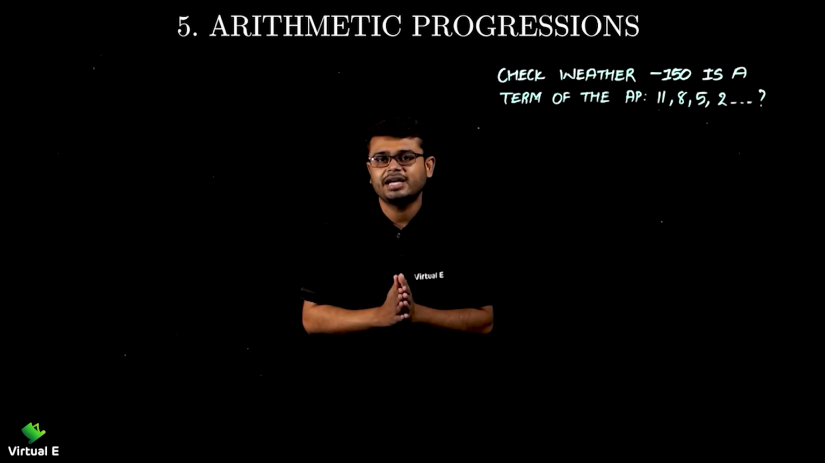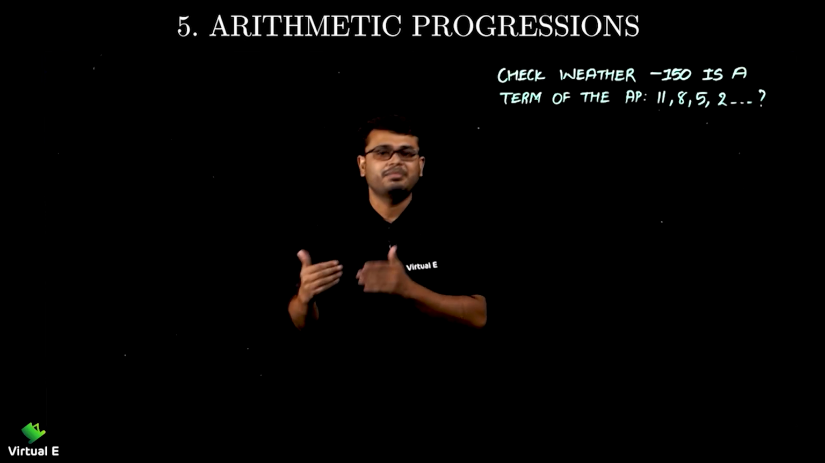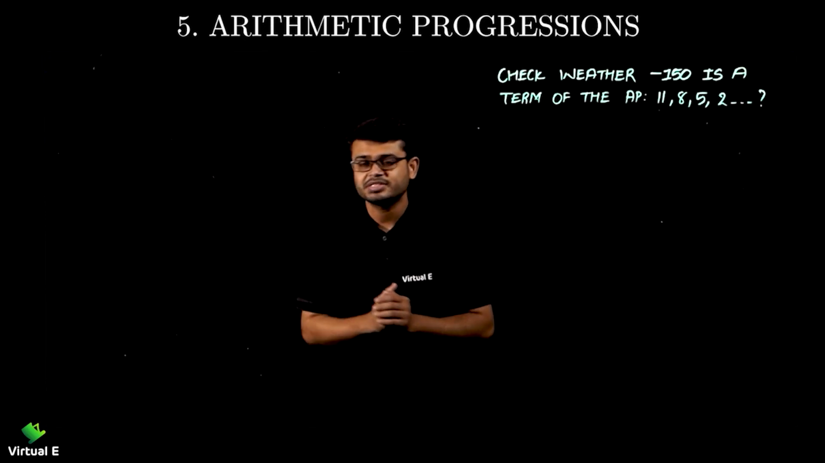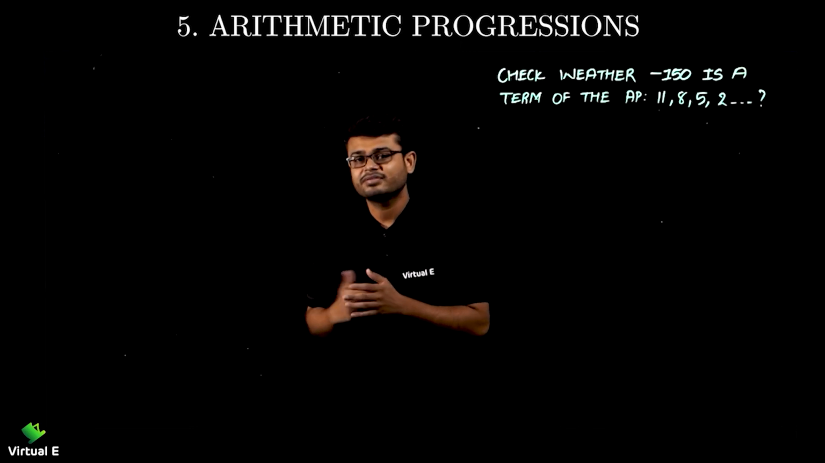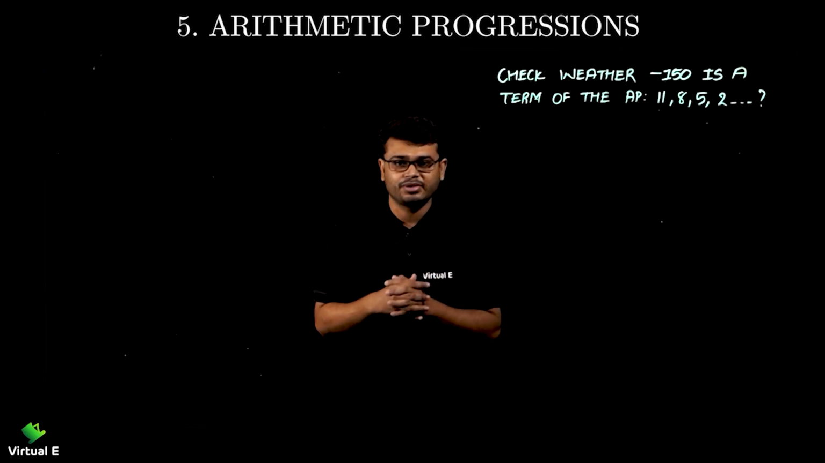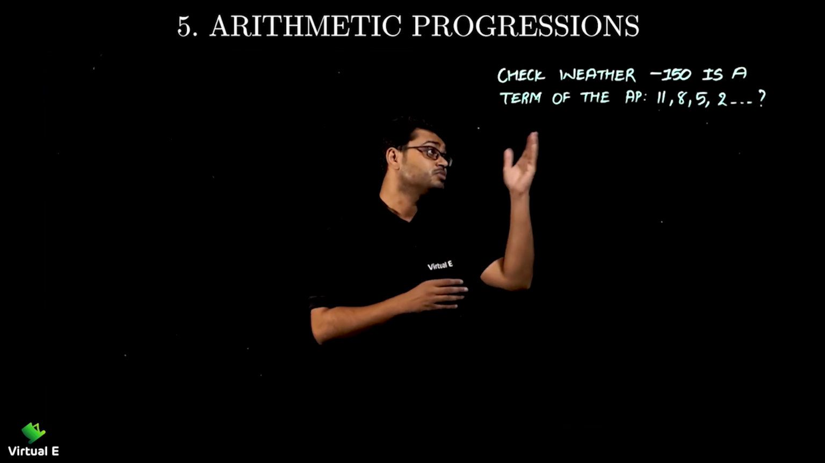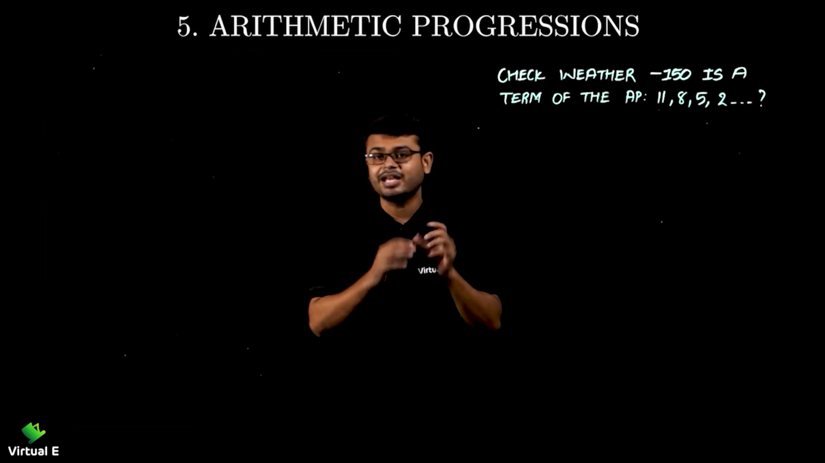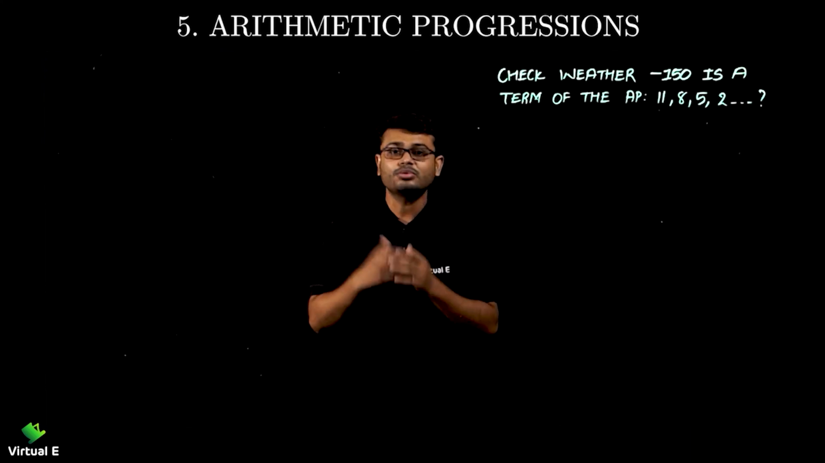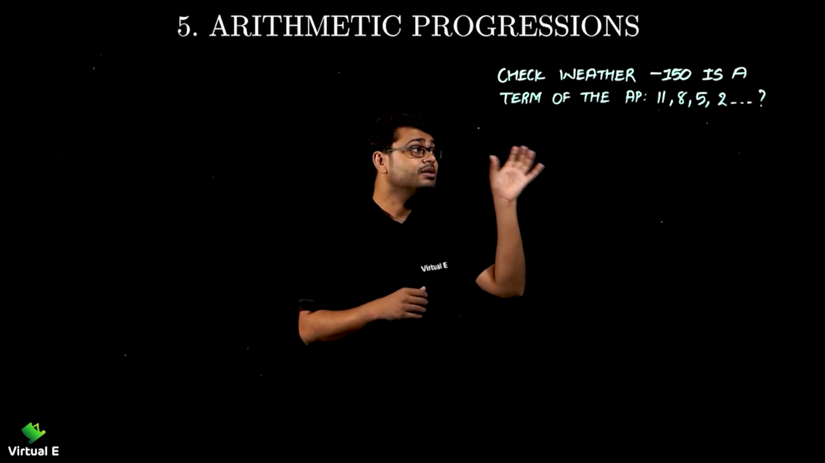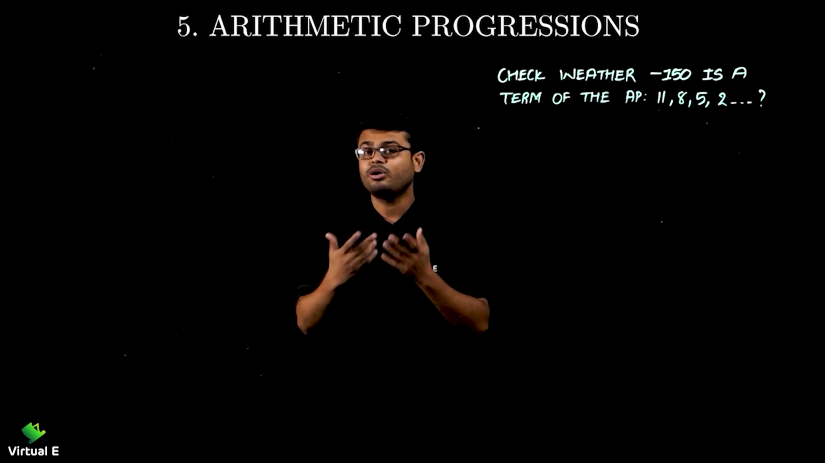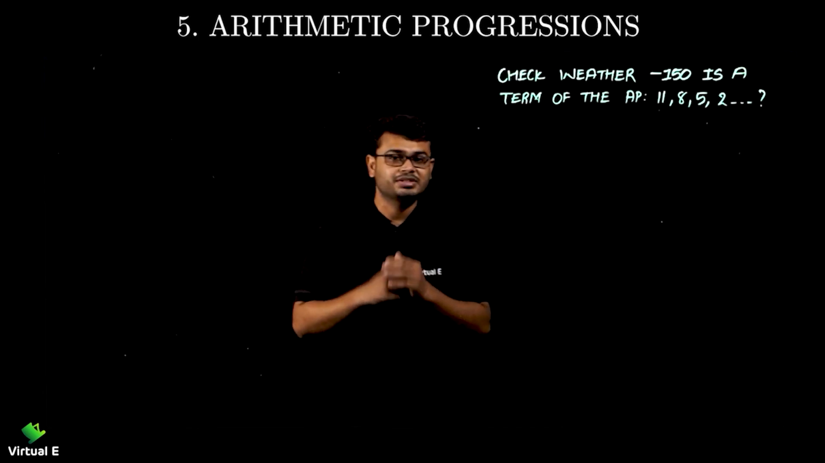So far we discussed the term minus 81 in the previous case, where we found the number of that term, and whether 0 is present in the AP or not. Similarly, we are going to check one more term, minus 150, for this AP. Is it there or not? How do we decide that a particular term will be present in the AP or not? So let's start.